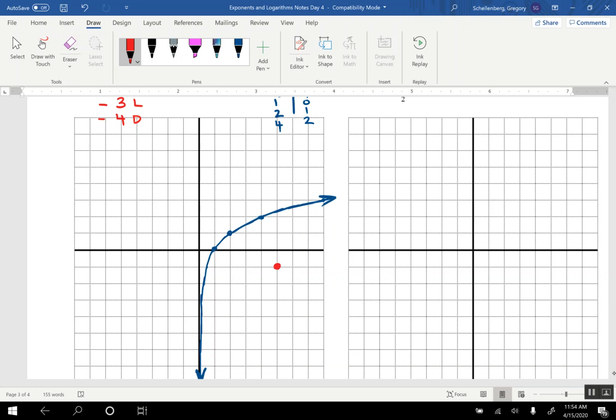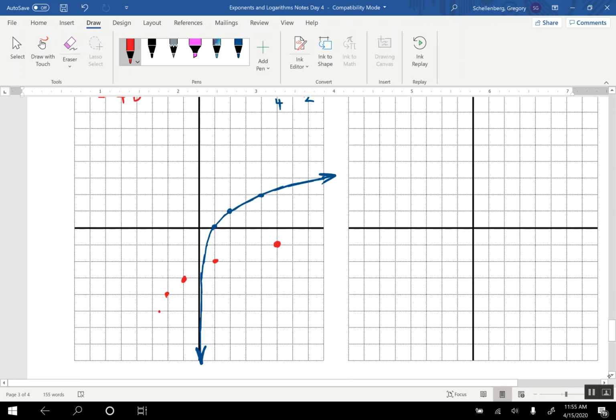Okay, 1, 2, 3 to the left, 1, 2, 3, 4 down, and plot each point. I think I've got enough there.